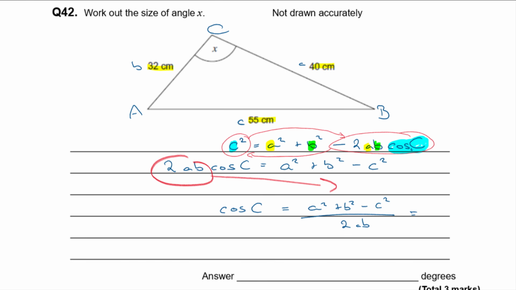So a squared is going to be this 40 over here, 40 squared, plus b squared, that's the 32 squared, minus c squared, that's going to be the 55. Okay, and that's divided by 2 times a, which is 40, times b, which is 32. So then we need to take the inverse cosine of that, don't we?